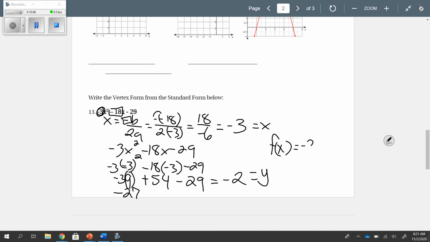So we put that negative 3 here in parentheses x. We see x is a negative 3. So when we put it in parentheses, it's x plus 3 squared. And then finally, y is negative 2. And we're done. Okay? It shouldn't be too hard. Just make sure you follow the steps.